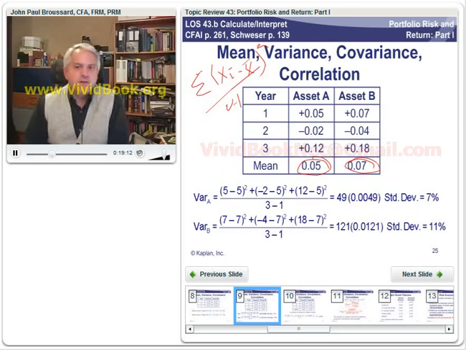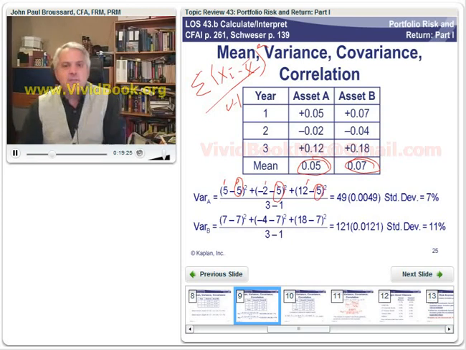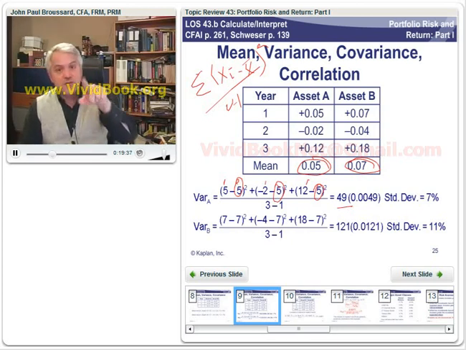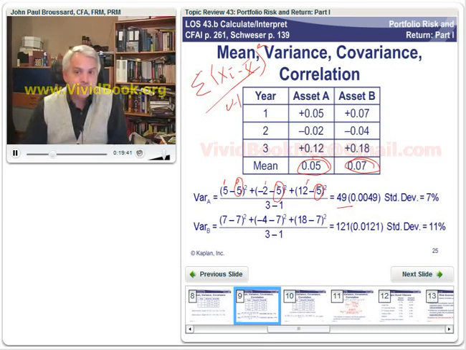So the variance that you see here for asset A is the individual minus the mean, individual minus the mean, individual minus the mean, and those deviations are squared. Then they're summed and divided by n minus 1, or 3 minus 1. They have 3 observations, so that's 2. That comes out to a variance of 49. If you had stayed in decimals, you would have gotten 0.0049. You take the square root of that and you get 0.07, or 7%.